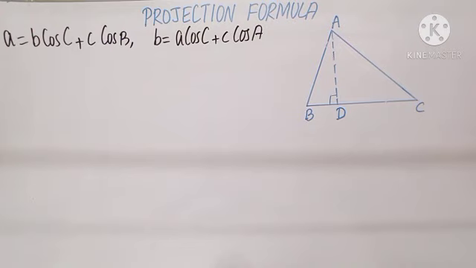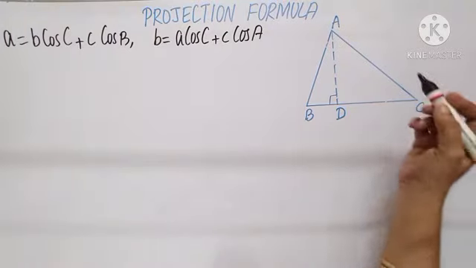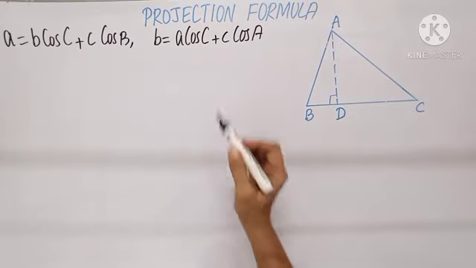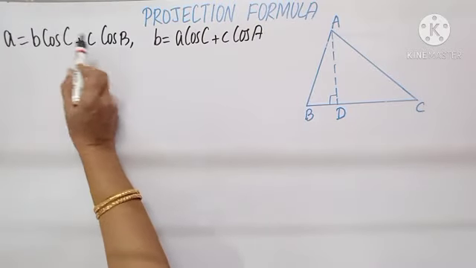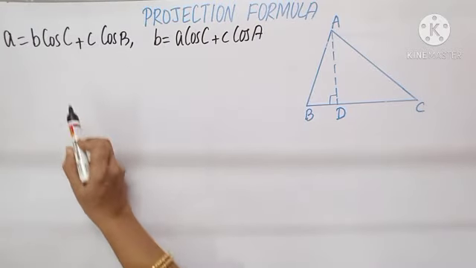We proceed on to the projection formula. If I consider ABC as the triangle, how shall I combine again the angles and sides? One side equals a combination of the other two sides.